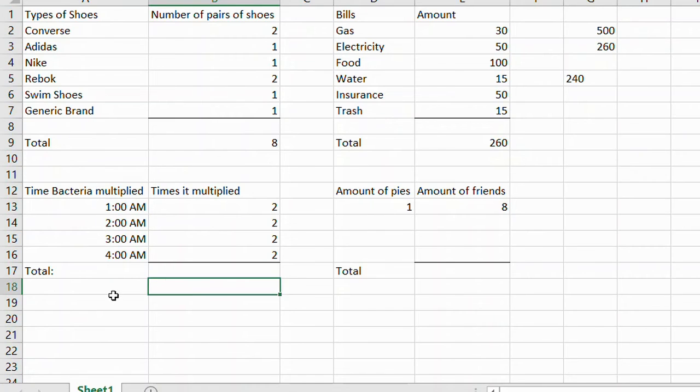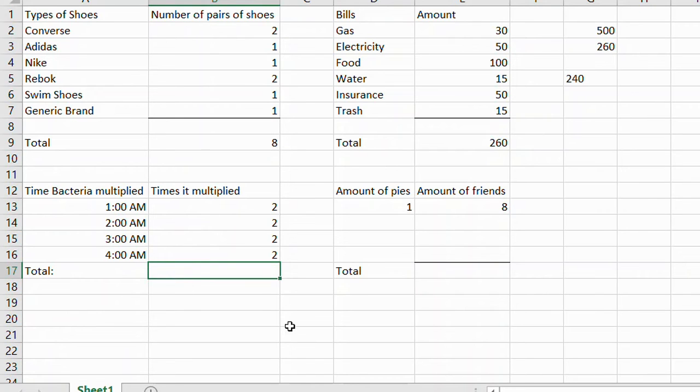Now here we want to find out how many times this bacteria has multiplied, or what is the amount of bacteria that has been made after all this time it's been multiplying. This can be used in a scientific scenario. For example, if I had one single-celled bacteria and it multiplied 2 times at 1 a.m., 2 times at 2 a.m., 2 times at 3 a.m., and 2 times at 4 a.m.